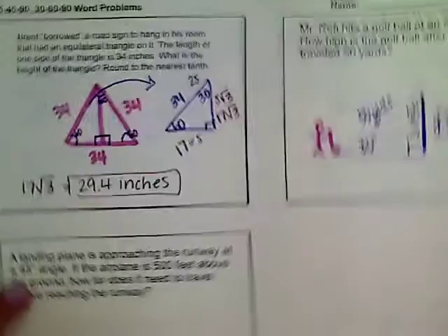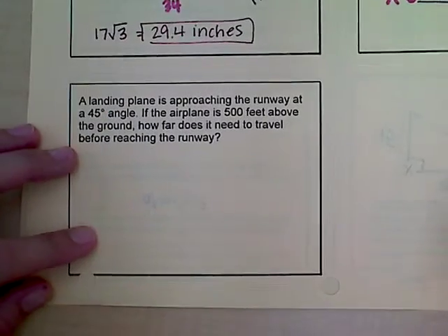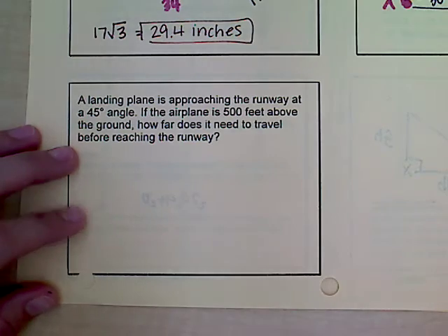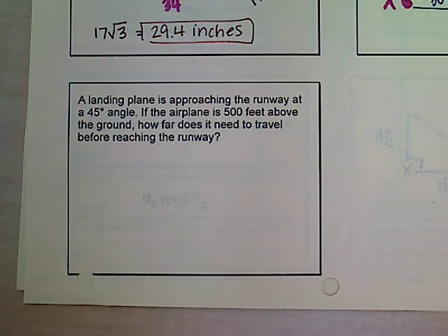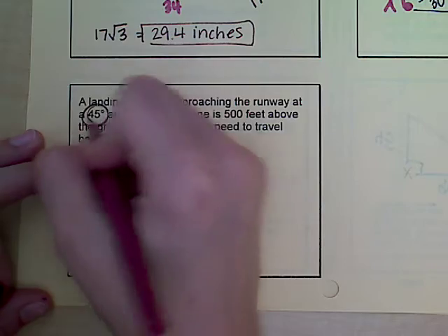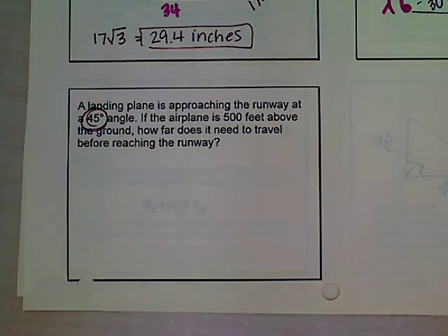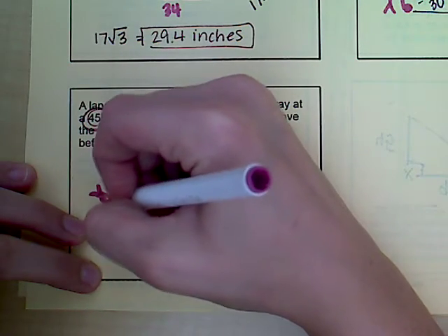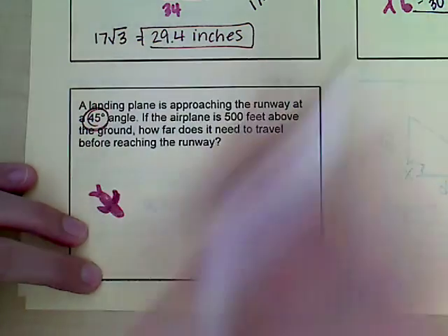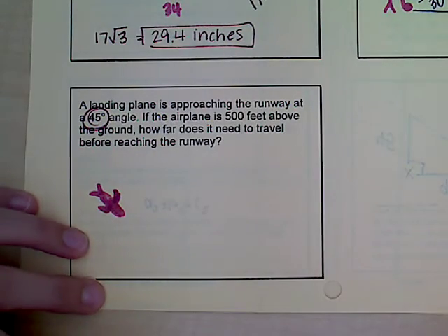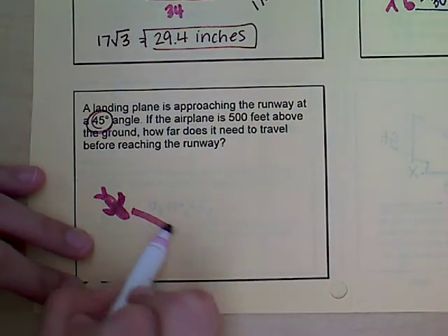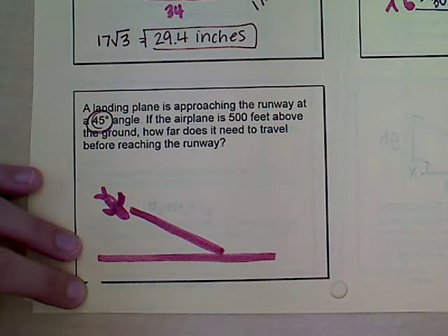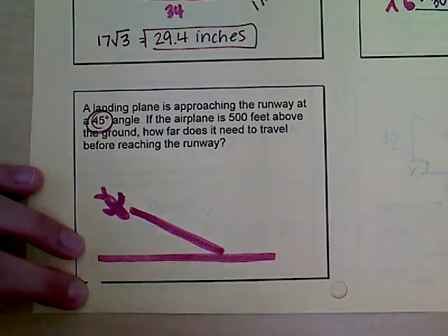And the very last one says, a landing plane is approaching the runway at a 45-degree angle. If the airplane is 500 feet above the ground, how far does it need to travel before reaching the runway? Again, here's my 45. That should be like a light bulb going off in your head when you see that. So I have an airplane, which I'm not good at drawing, something like that, okay? And it says it's approaching the runway at a 45-degree angle. So an airplane is going to be going down, approaching this runway, okay? It's going down at a 45-degree angle, and I know it's 500 feet above the ground.